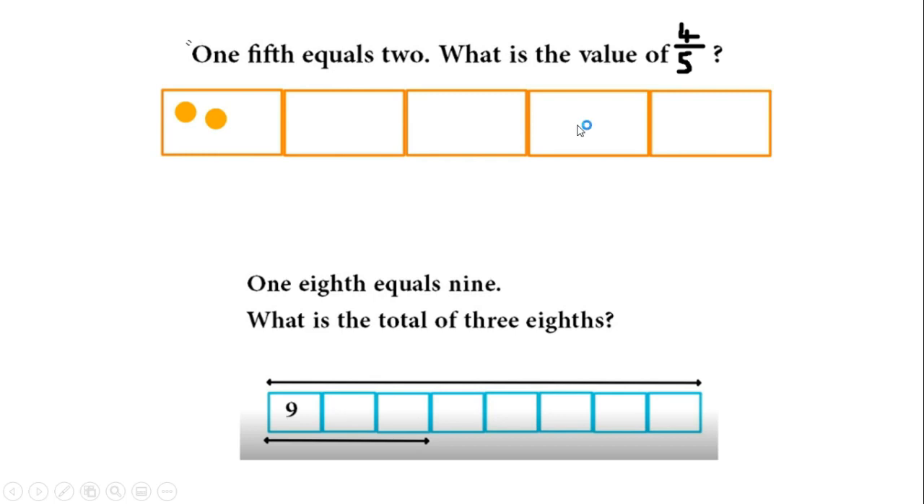And remember, each part is equal. It has the same value, so I would just go 2, 4, 6, 8. Okay, let's look at this one. 1/8 equals 9. What is the total of 3/8? Okay, well, if I've got 1/8 here, if I want 3 of them, then that means I'm going to fill in these boxes. So what would the answer be? The answer would be 9, 18, 27. Okay.